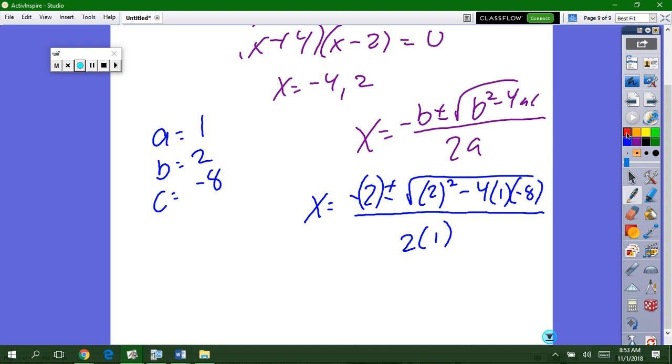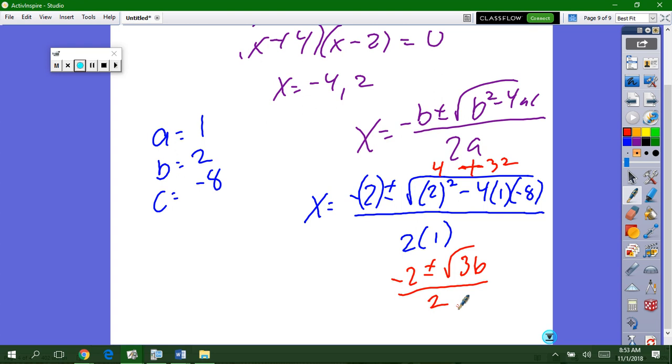Okay, what's 2 squared? 4 minus 4 times 1 times negative 8, negative 32. So really that becomes a plus 32, which then adds on to the same 36. Does everybody agree with me on that? Negative 2 plus or minus square root of 36, all over 2.